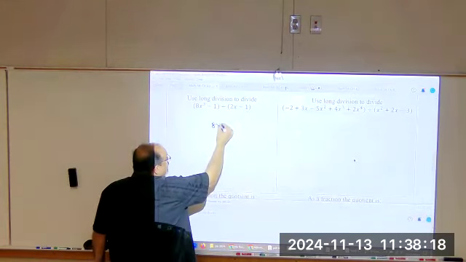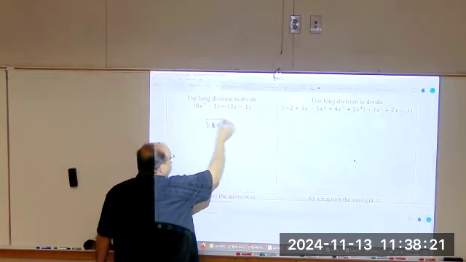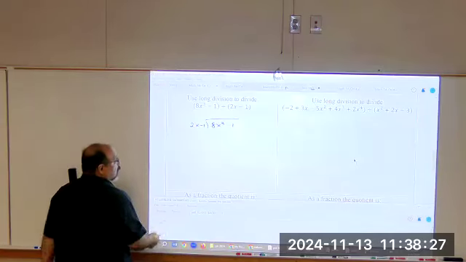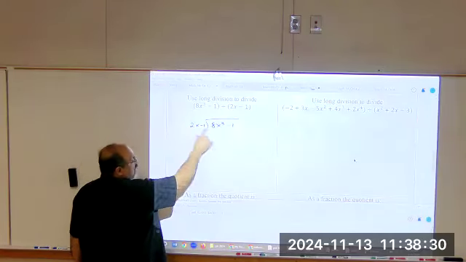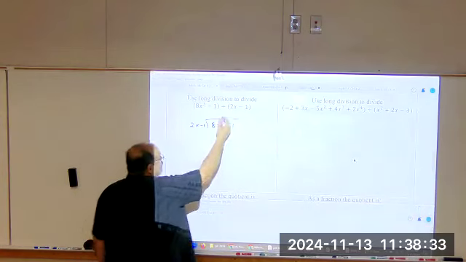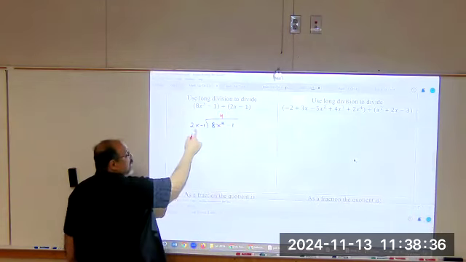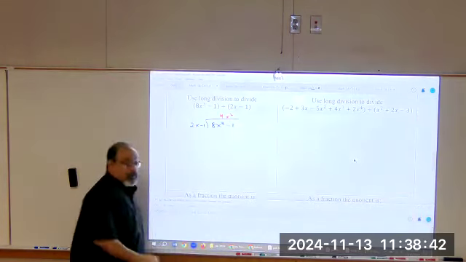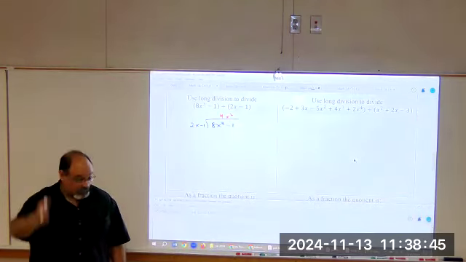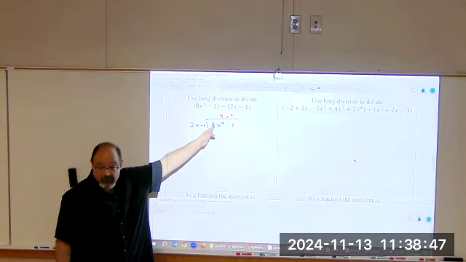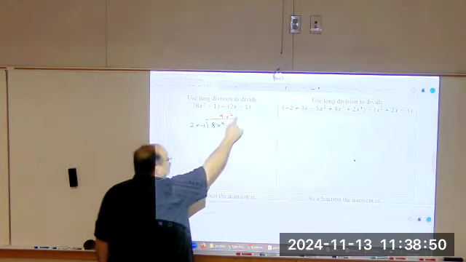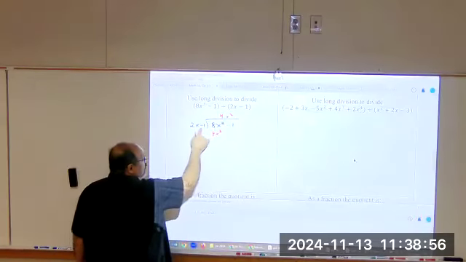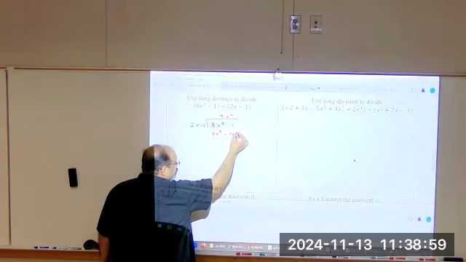It would be 8x to the third minus 1, and you're dividing by 2x minus 1. And here's what would happen if you don't have the placeholder. First of all, what times 2 is 8? A 4. So we just put a 4. Now what times x is x to the third? Then you put an x squared. Now normally we like to have our 4x squared line up with the column of x squared. I don't have any x squared. So you multiply 4x squared times 2x, that's my 8x to the third. 4x squared times negative 1 is negative 4x squared.